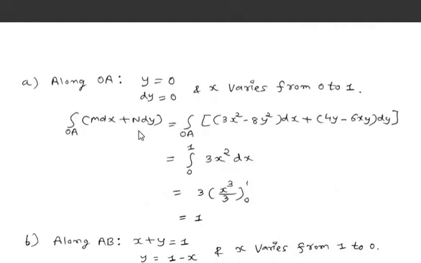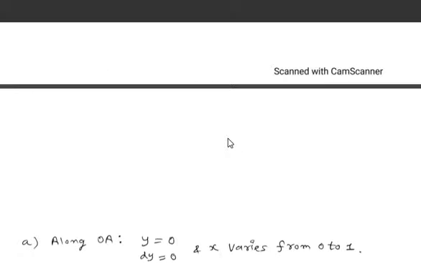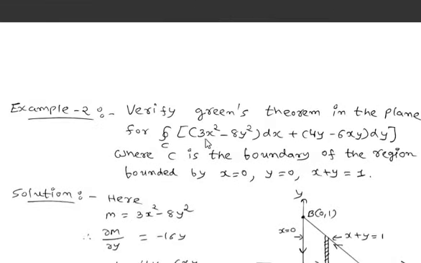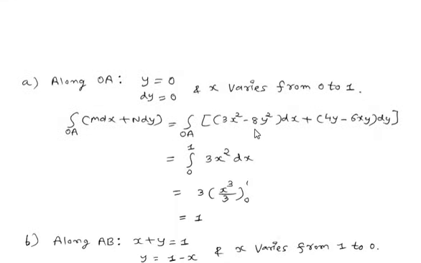So for the given integration M dx plus N dy along the path OA, what we have to do is, you can see over here 3x square as it is, replace y by 0, so 3x square as it is minus 8y square dx plus 4y minus 6xy dy. With y being 0, the 8y square term becomes 0, then 4y becomes 0, and dy is 0. So this term overall will become 0, and x will vary from 0 to 1. So we have only one term, that is 3x square dx.